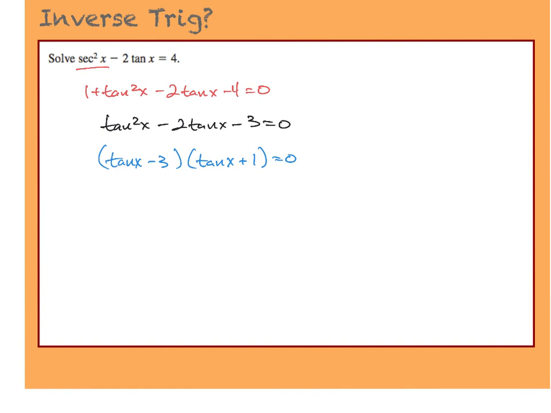So again, we're going to use the zero product property. All right, we're smart people. So I get tangent x is equal to what? 3. And tangent x is equal to negative 1. All right, I'm going to deal with this right one first. So when does tangent equal negative 1? At 3 pi over 4 and 7 pi over 4.